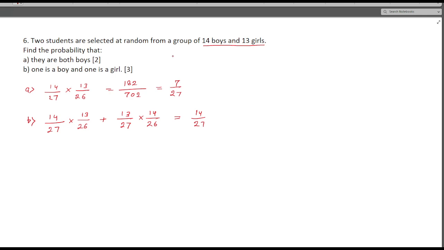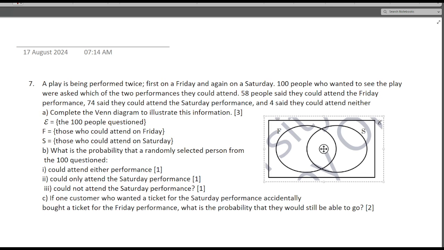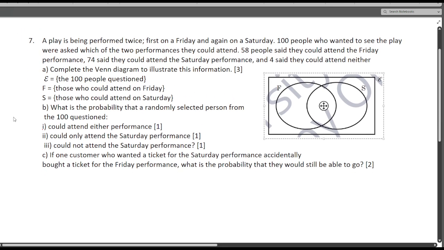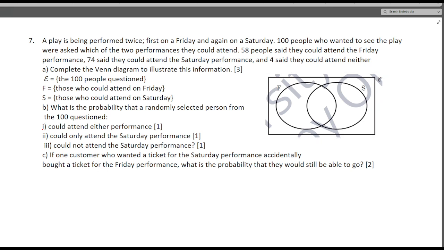Okay. So this is the possibility that one is a boy and one is a girl. Now next question. The next question is your seventh question.